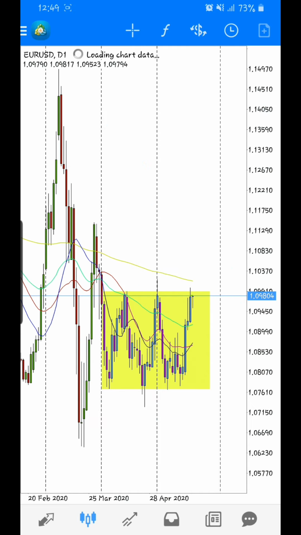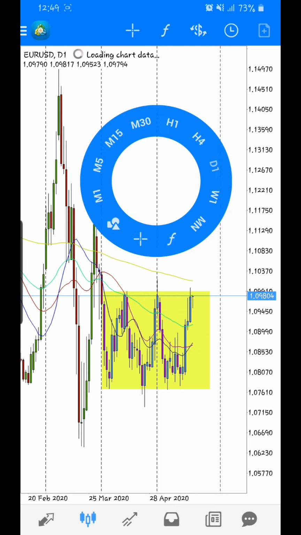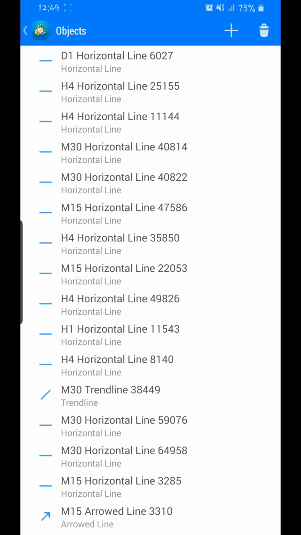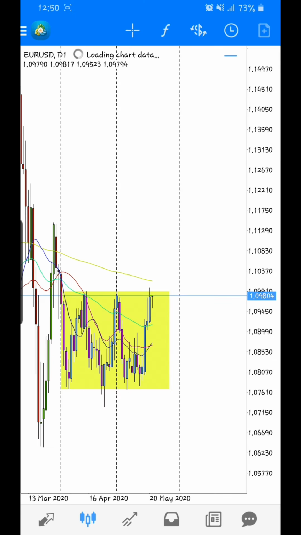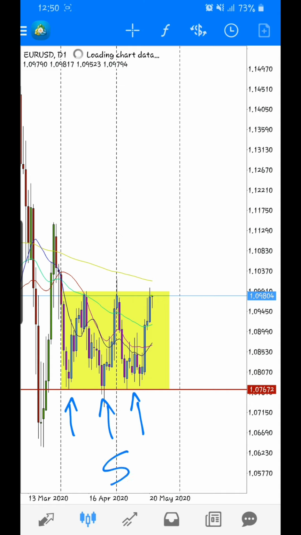Okay, so in this case, I'm just going to mark them with my horizontal lines so that you can see. Here at the bottom, we'll put that as a support, because again the market is hitting the same area multiple times. So this is going to be your support, okay?